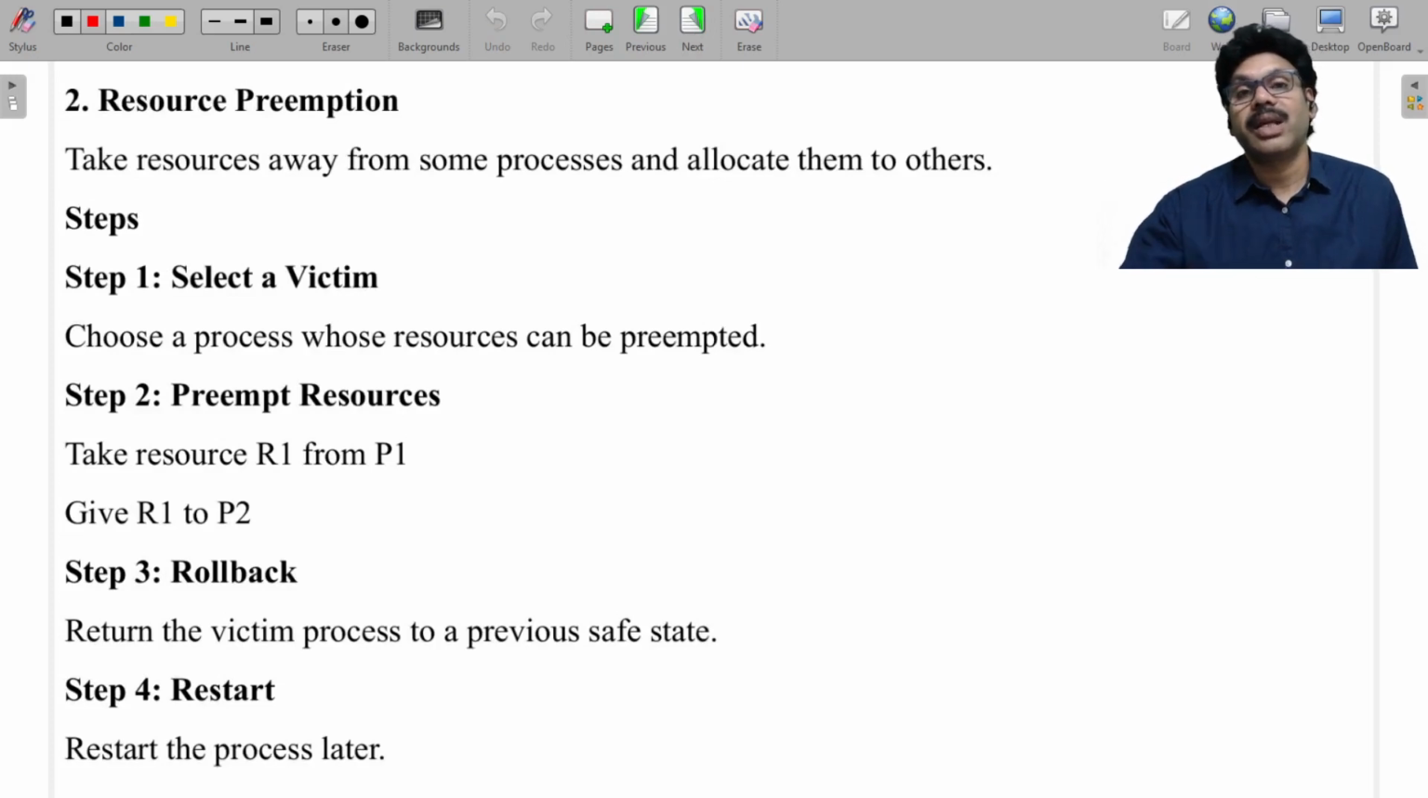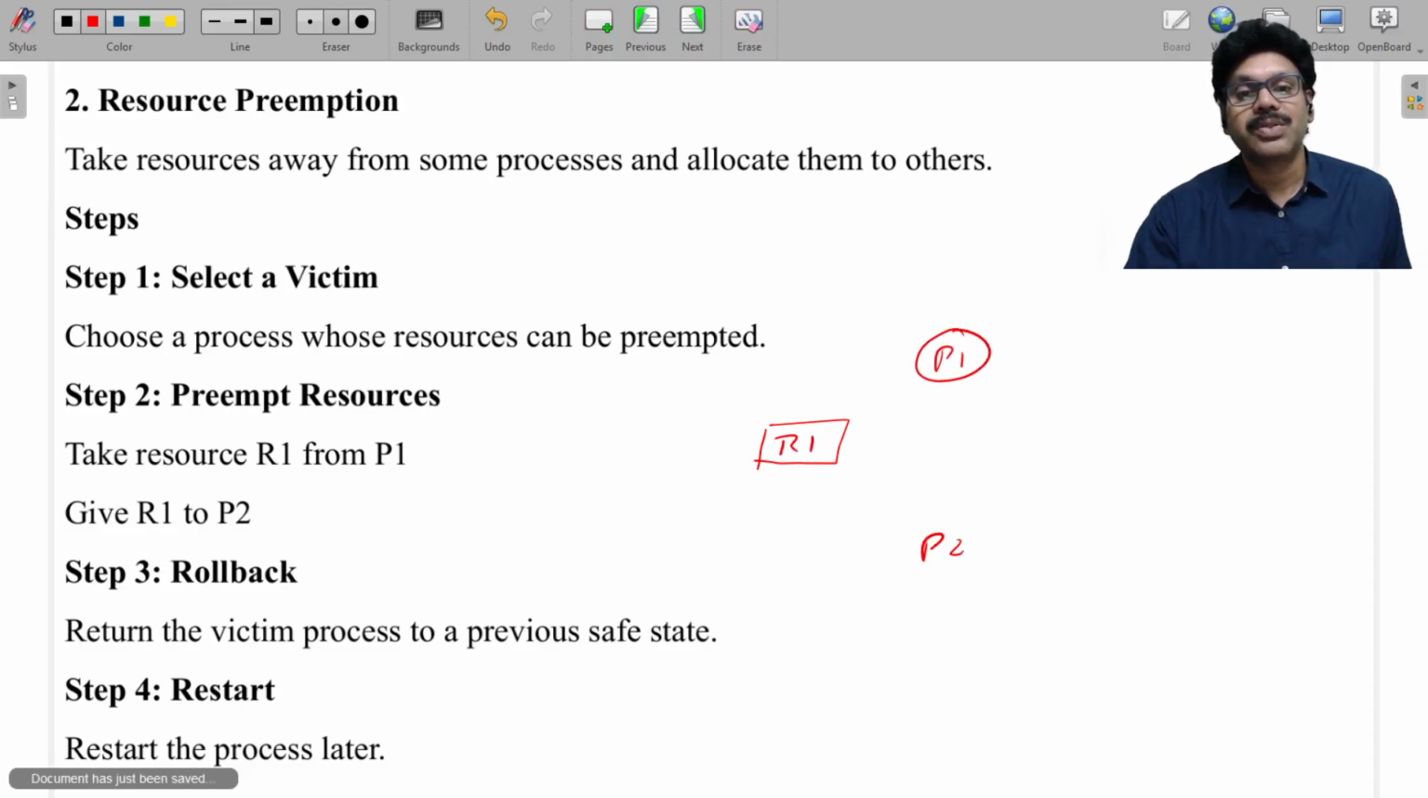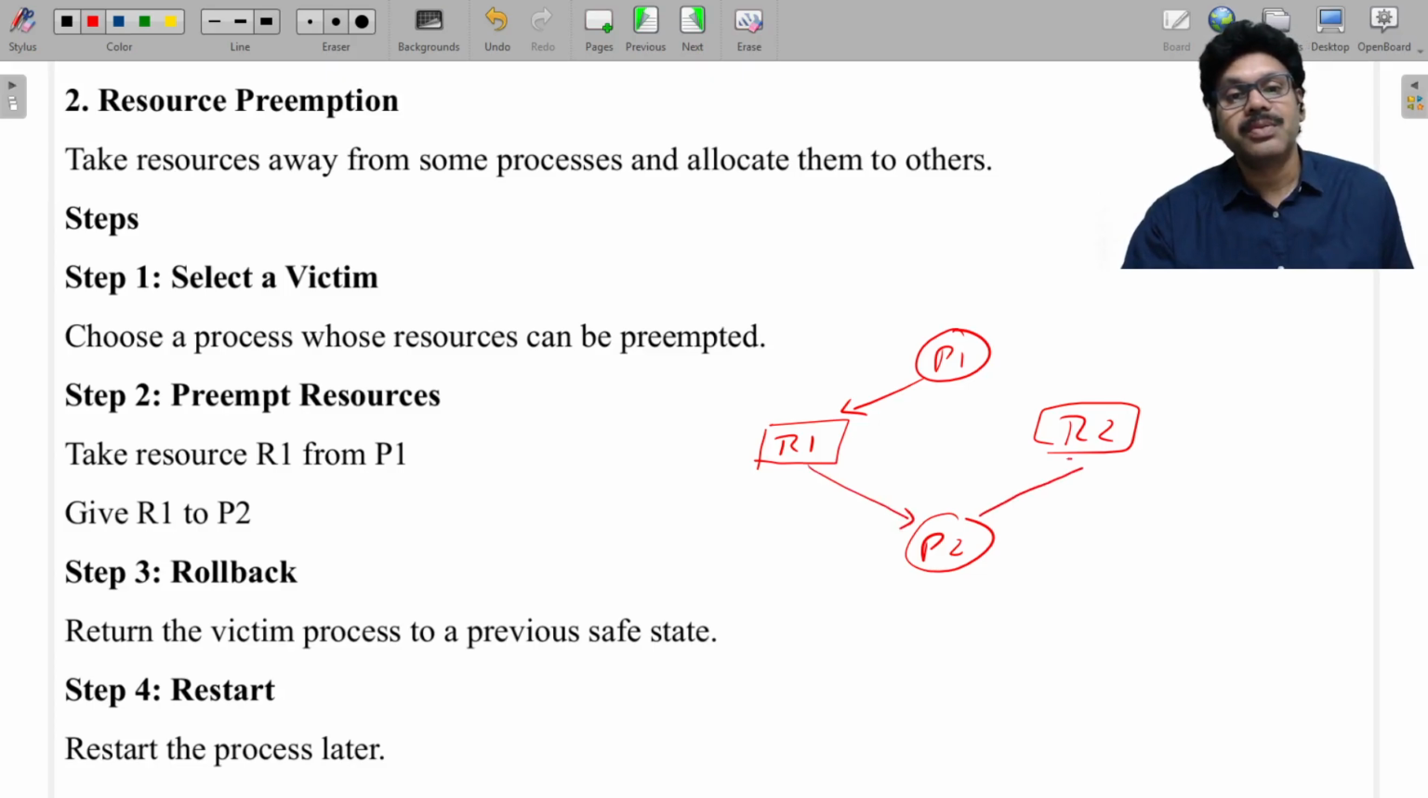Then the second method, the second alternative in order to recover the system from deadlock, is resource preemption. What is resource preemption? Let us see, we will form a deadlock here. There is resource R1, which is shared between two processes, P1 and P2, and they formed like this. R1 is given to P2, P2 is requesting R2, R2 is given to P1. A cycle happens.